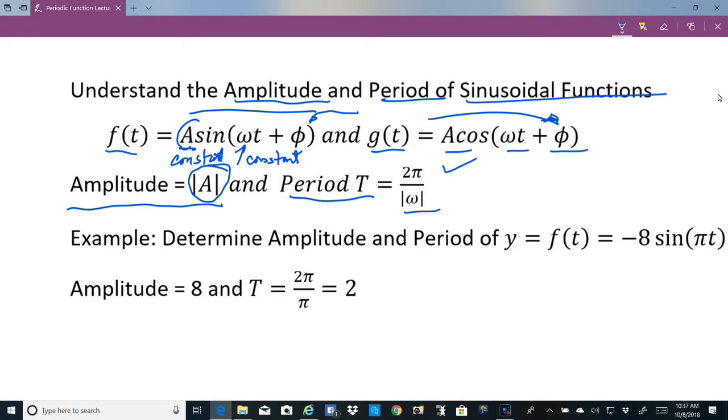As an example, determine the amplitude and period of y equals f of t equals 8 minus 8 sine of pi t. The amplitude is the absolute value of minus 8, which equals 8, and the period is 2 pi over omega, which is pi, which is 2. So this repeats every 2 units.